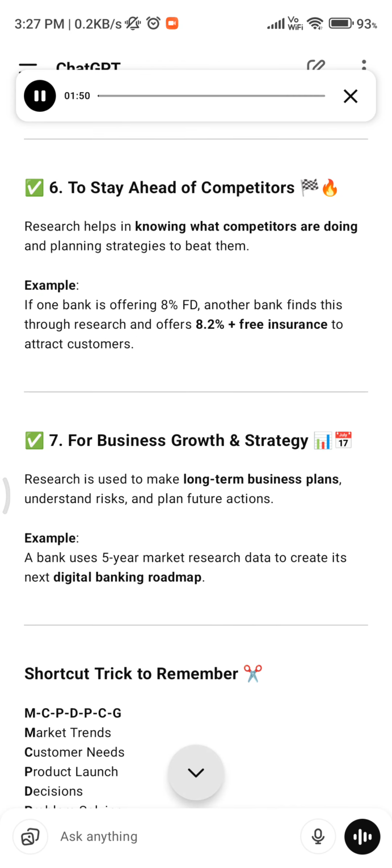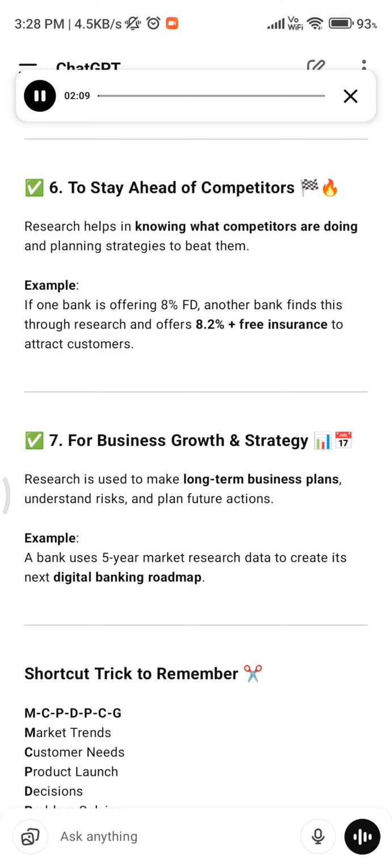6. To stay ahead of competitors. Research helps in knowing what competitors are doing and planning strategies to beat them. Example, if one bank is offering 8% FD, another bank finds this through research and offers 8.2% plus free insurance to attract customers.